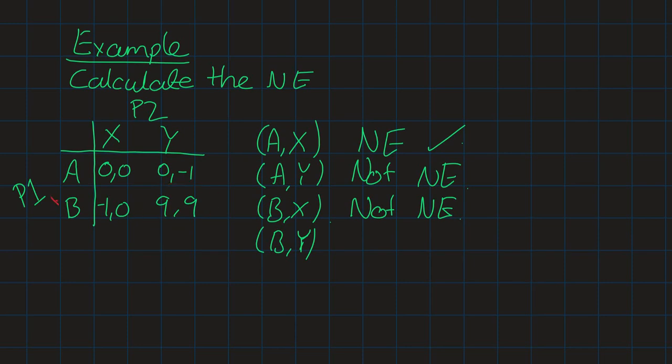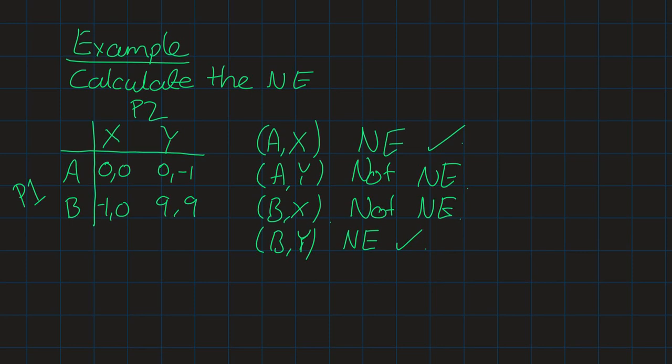Now, if player 1 changes from B to A, they go from 9 down to 0, which is not an improvement. That's actually getting worse. So player 1 does not have an incentive to do that. If player 2 changes from Y to X, they go from 9 down to 0, which is also not an improvement. It's actually getting worse, so they don't have an incentive to do that, which means both players are content. They don't have an incentive to change, so it is a Nash equilibrium.